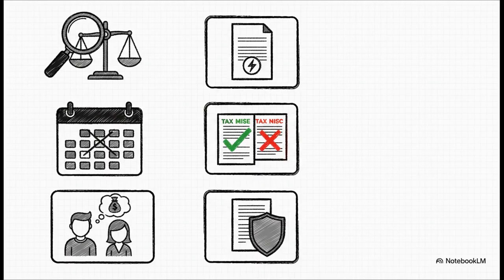Fourth, don't forget to warn your clients that, thanks to tax reform, their attorney fees are generally not deductible anymore. And finally, if it feels like a high-risk position, consider filing a Form 8275 disclosure statement. It can be your best protection against accuracy-related penalties.